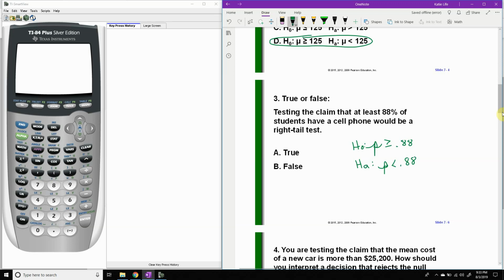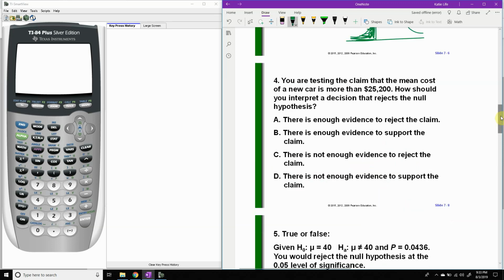And whenever we are deciding on the nature of the test, whether it's right-tailed, left-tailed, or two-tailed, it's always determined by the alternative hypothesis. So the way that this is stated with a strictly less than symbol, the type of test here would actually be a left-tailed test. So would it be right-tailed? No, it would be left-tailed. The answer here is false.